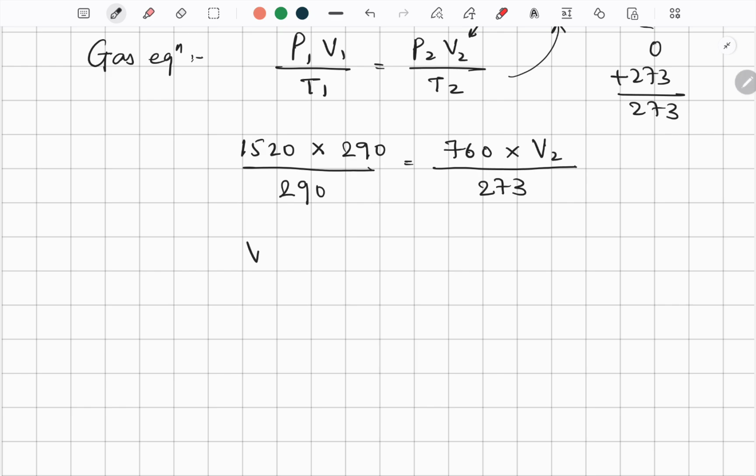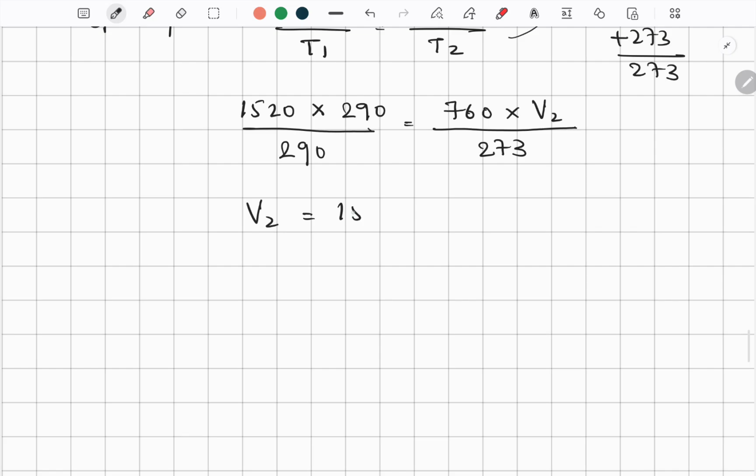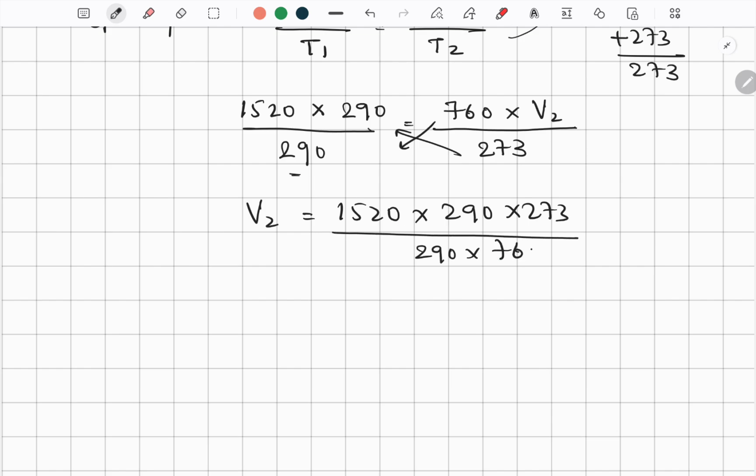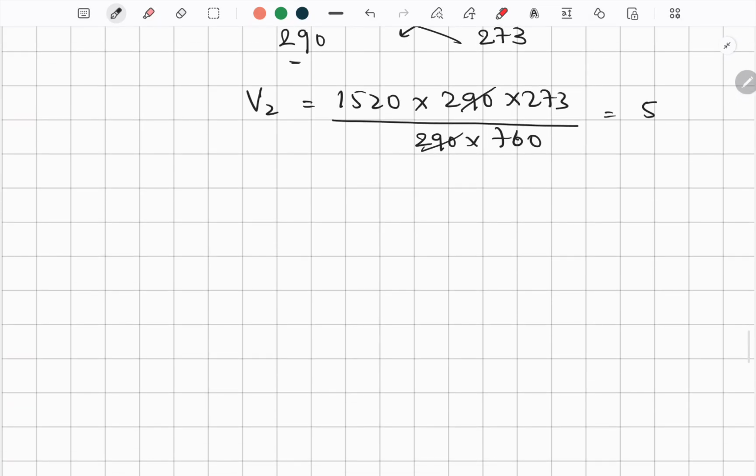make the changes, that is volume V2 in the LHS and all the numbers on the RHS. That is 1520 into 290 into 273 divided by 290 into 760. Now 290 and 290 will get cancelled, and when you solve the rest of the numbers, you get the answer. The answer is equal to 546 ml.